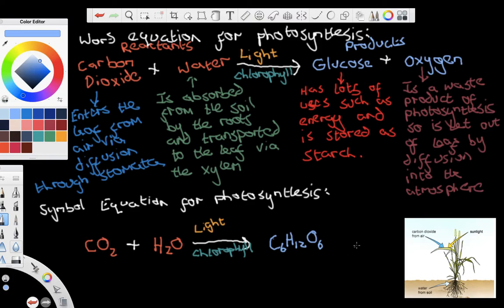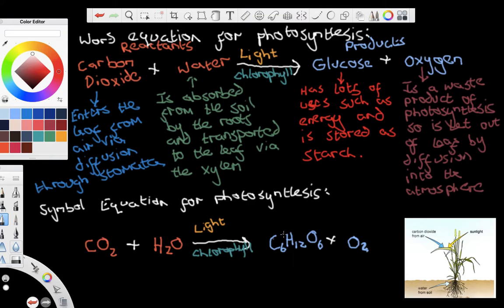And oxygen is O2, not the phone company, but 2 oxygen atoms joined together. It is diatomic, as I'm sure your chemistry teachers are talking to you about. So that is our symbol equation.